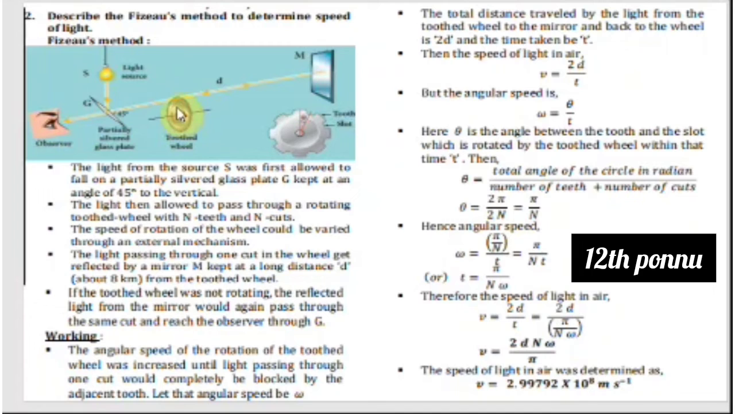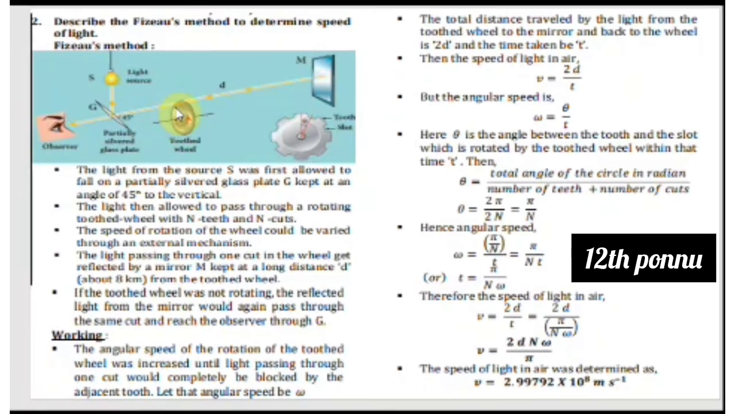Next, after passing through this tooth wheel, the light falls on the mirror. So light passes through one cut, that is a slot, in the wheel and gets reflected by a mirror M. It is kept at a long distance. What is the distance between the tooth wheel and the mirror? It is about 8 kilometers.